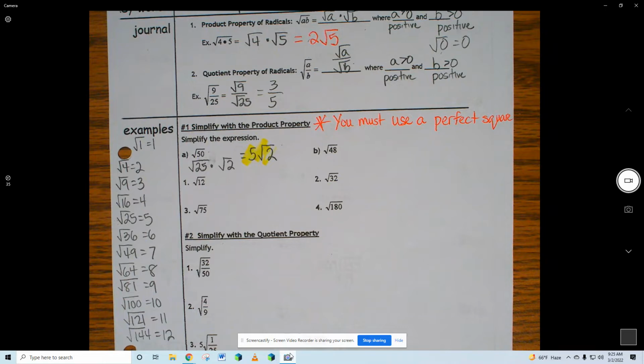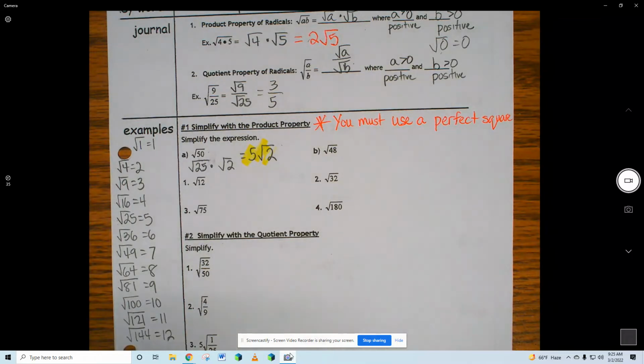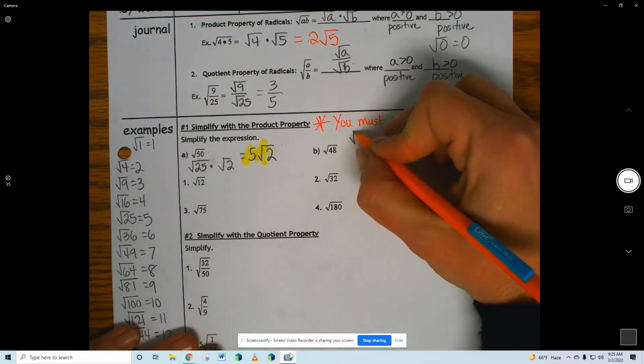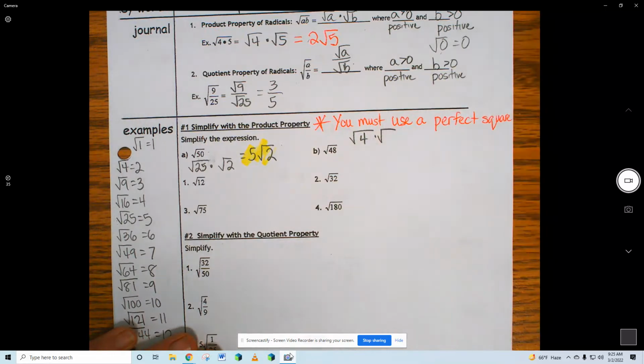Let's do B. 48. Think of a perfect square that goes into 48. Look at your list on the side of your paper. What goes into 48? 4. 4 does. 4 times what? 3. Not 4 times 3. 4 times what? 12.